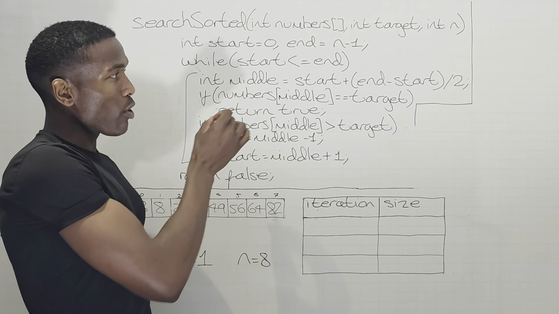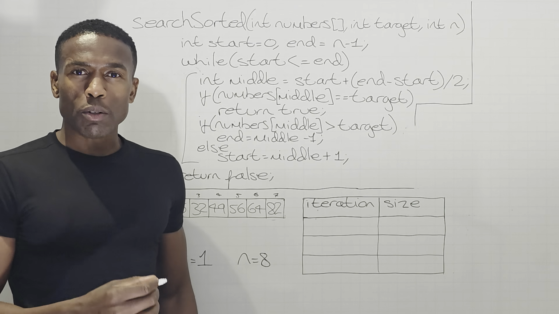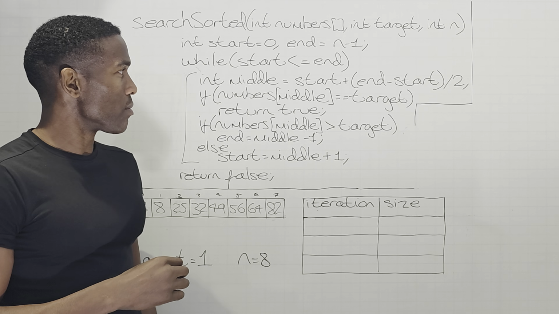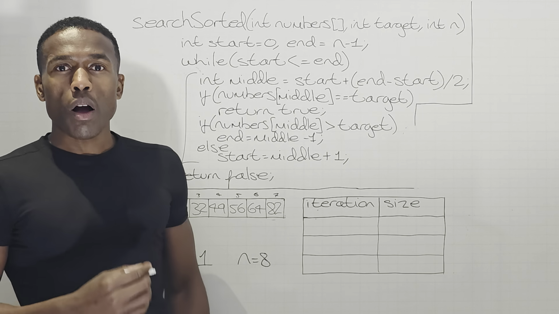We'll then declare a middle variable, which will point to the middle of our search space. We'll ask whether the middle element is the target we're searching for. If it is, then we'll exit the loop and the function, indicating that we'd found our value.